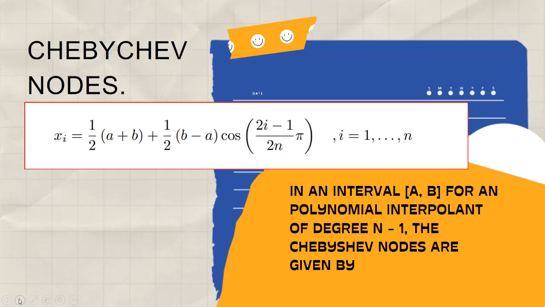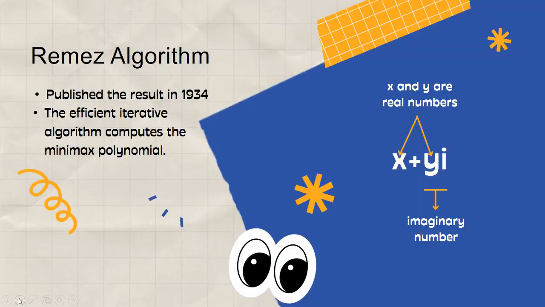When one has the flexibility in picking the interpolation points, the Chebyshev nodes are ideal. In an interval [a, b], for a polynomial interpolant of degree n minus 1, the Chebyshev nodes are given by this xi function. The Remez algorithm for function approximation.